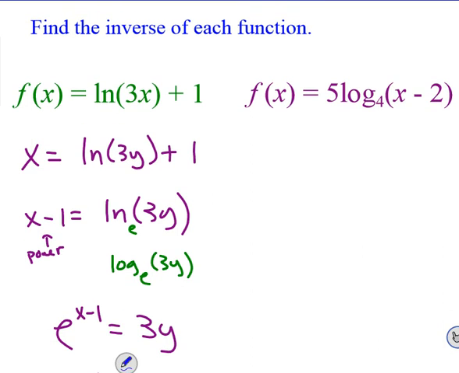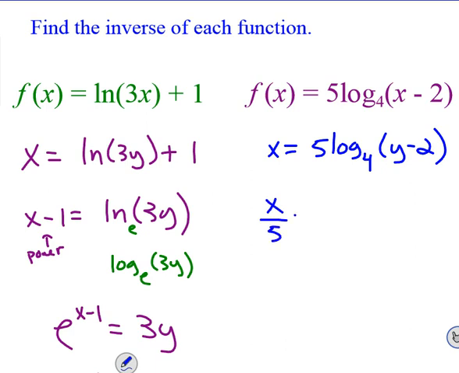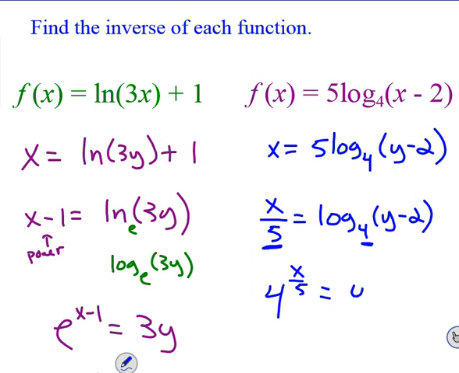Okay, one last one. Here I have f of x is 5 log base 4 of x minus 2, so I switch my x and y. This is x is 5 log base 4, y minus 2. My first undo is to divide. My next undo is to get rid of the log, so I go exponential. Here's the base, here's the power, and that will equal y minus 2.